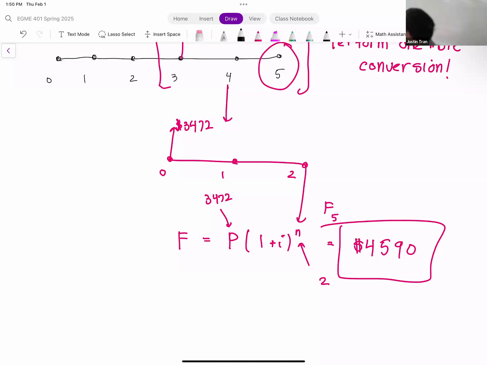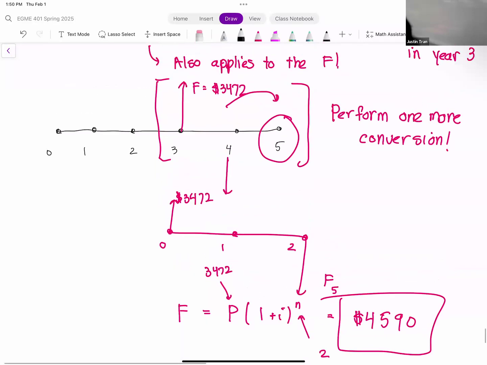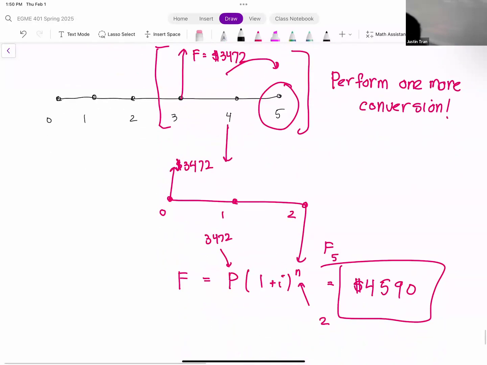All right, so that's the final answer for this one. You want to be careful of these non-standard conversion problems. For this problem, it really helped to draw it out. So make sure you're using your cash flow diagrams to help you out with these ones.